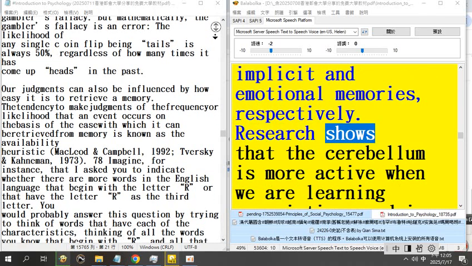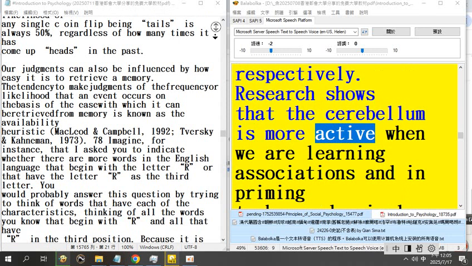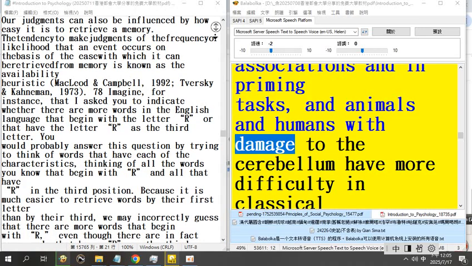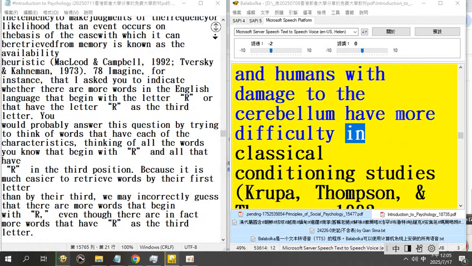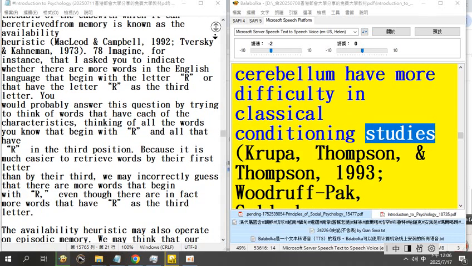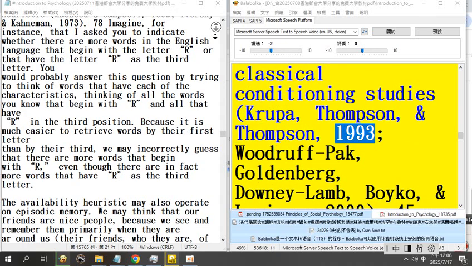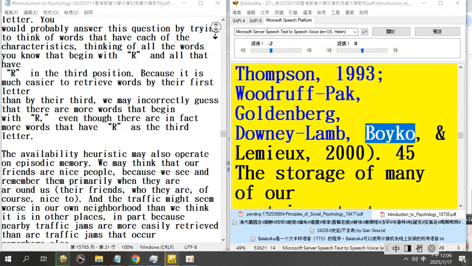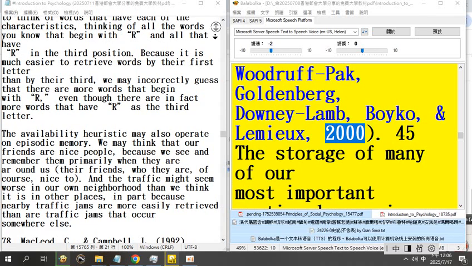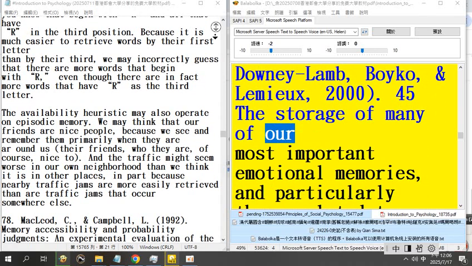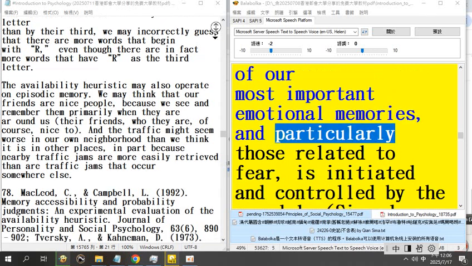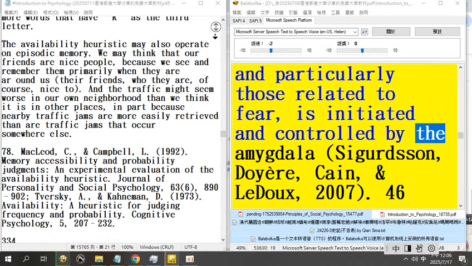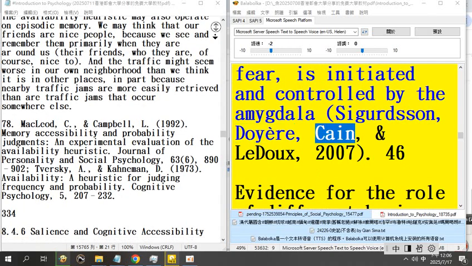Research shows that the cerebellum is more active when we are learning associations and in priming tasks, and animals and humans with damage to the cerebellum have more difficulty in classical conditioning studies. Krupa, Thompson, and Thompson, 1993, Woodruff-Pack, Goldenberg, Downey-Lamb, Boyko, and Lemieux, 2000. 45. The storage of many of our most important emotional memories, and particularly those related to fear, is initiated and controlled by the amygdala. Sigurdsson, Doyere, Cain, and LeDoux, 2007.